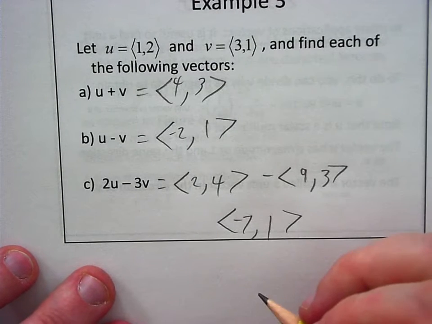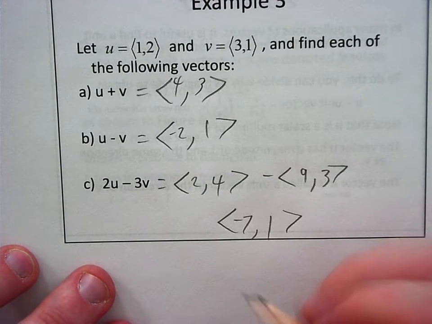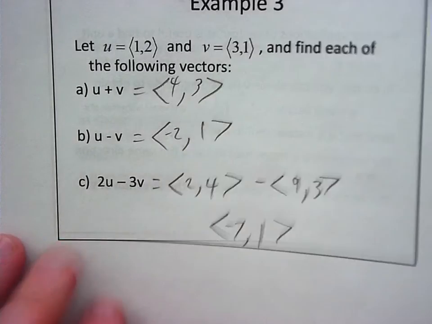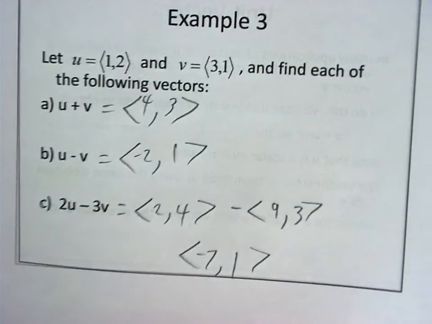-7 and 1. So none of the math today is that bad. It's just keeping track of how everything's interacting. Okay, vector operations. Now these are the properties of vectors.